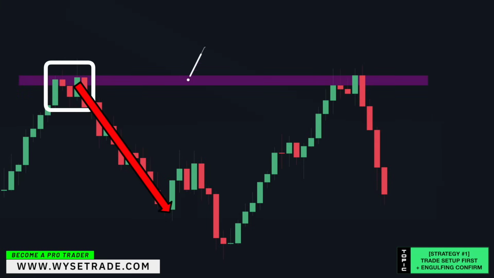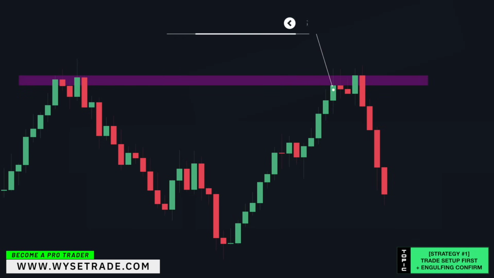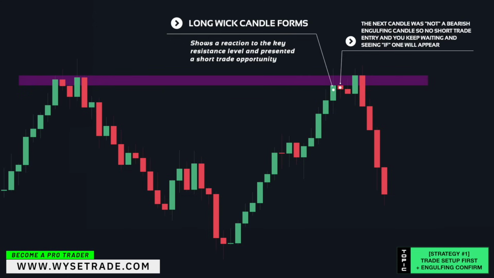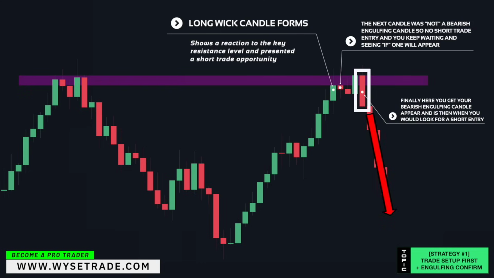This reversal point here gives you your key resistance level. As price comes back up to the level, you had a long wick candle form, which presented a short trade opportunity. Now, the next candle was not a bearish engulfing candle, so no short trade entry, and you would keep waiting and seeing if one comes. Finally here, you get your bearish engulfing candle, and it's then when you would look for short trade entries.